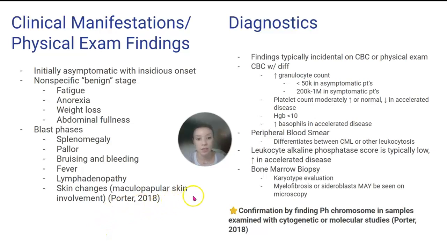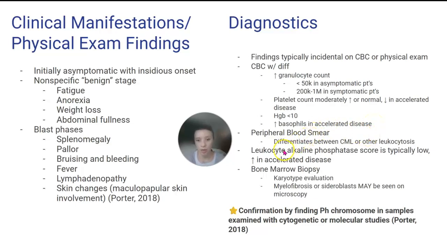As far as the diagnostics go, it is more of an incidental finding on the CBC with differential. So these are the different variations we'll see. But again, specifically to CML, we're looking at an increased granulocyte count, less than 50,000 in asymptomatic patients, but between 200,000 and 1 million in symptomatic patients. We may have an increased platelet count, could be normal, but in accelerated disease, it is low. We're looking at anemia and, in accelerated disease, a high basophil count, which we saw in that initial blood smear.